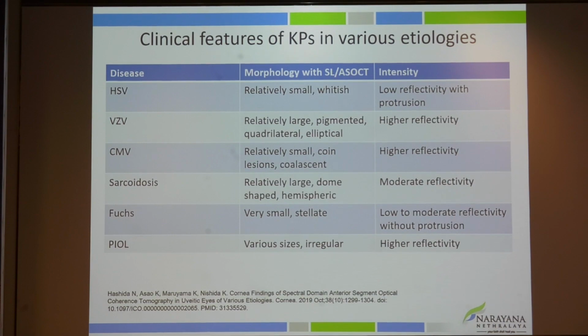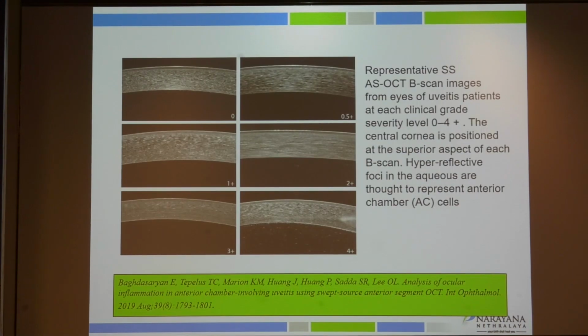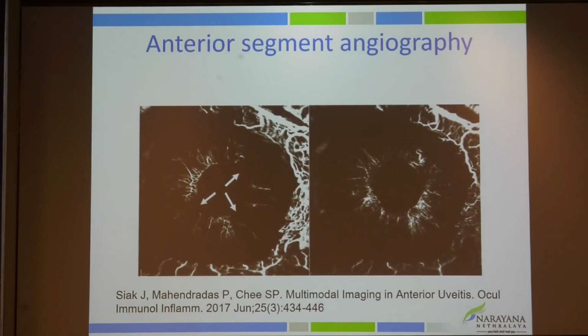Based on the reflectivity, high reflectivity keratic precipitates are seen in varicella zoster virus, CMV, and also in intraocular lymphoma cases, whereas HSV shows low reflectivity. Using anterior segment OCT, we can quantify the amount of cells present in the anterior chamber from 0 to 4. This has been published in the literature.